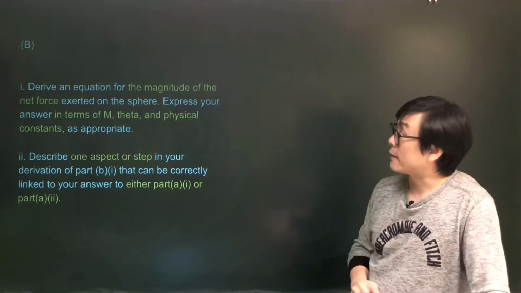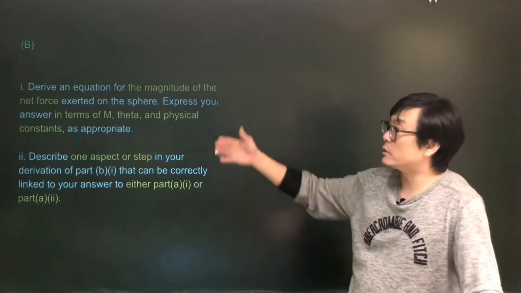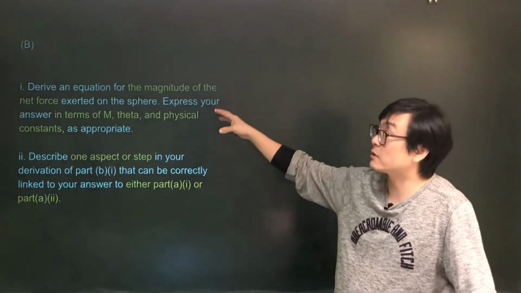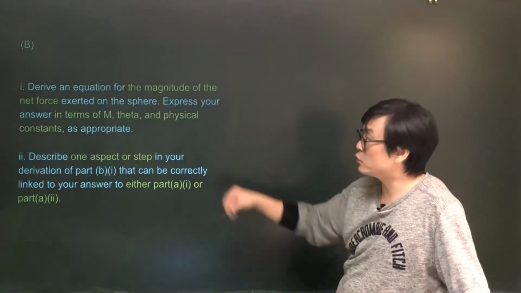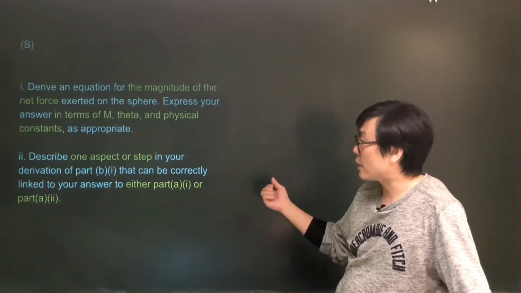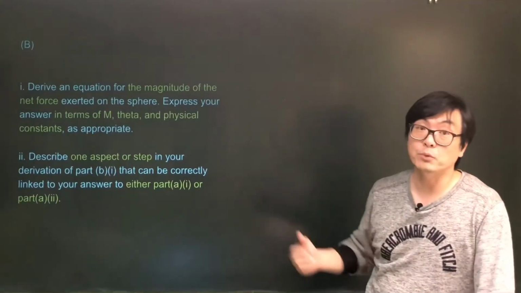Here, I think the magnitude of the net force in terms of m, theta, and the physical constant is the important part for B1. And for B2, one aspect or step, same as before, for either part A1 or part A2. I think these are the important parts.